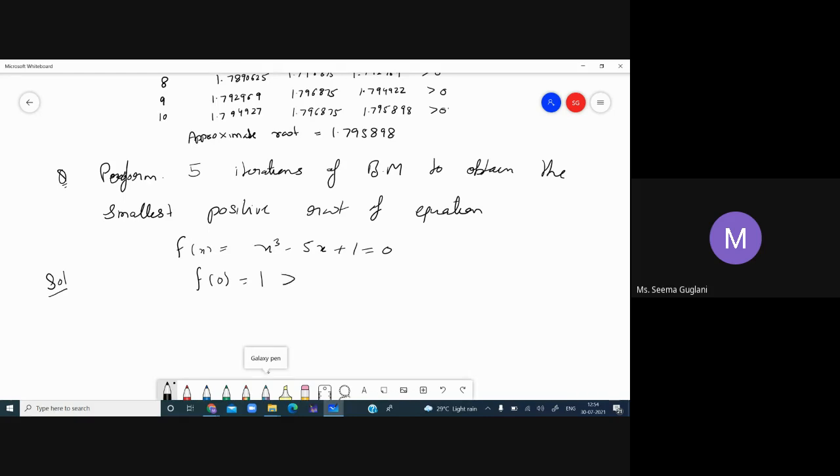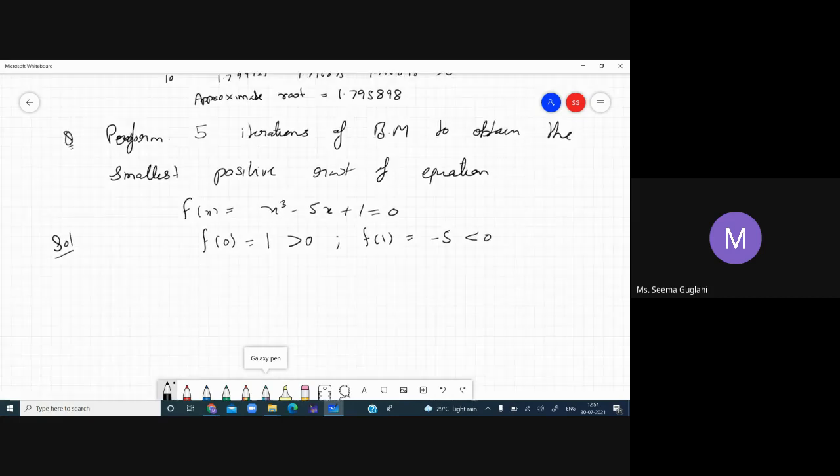Positive. Yes, ma'am. f(1) would be minus 5. Negative. Clear?